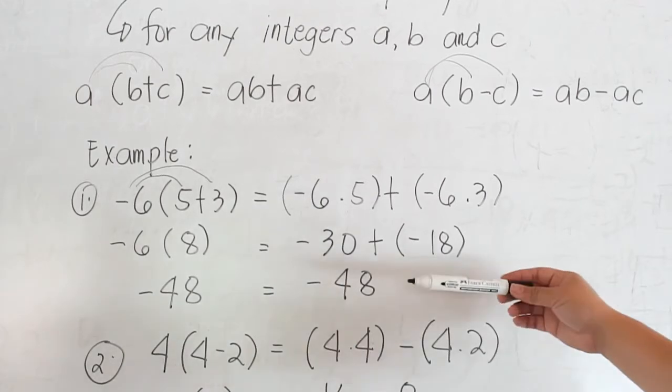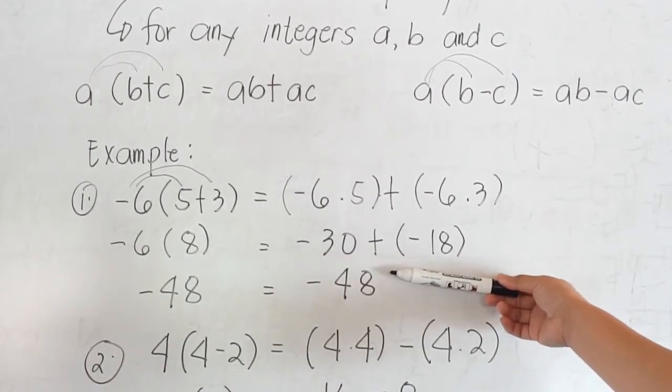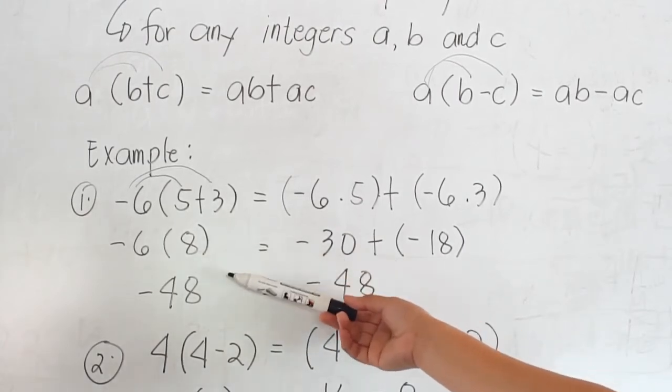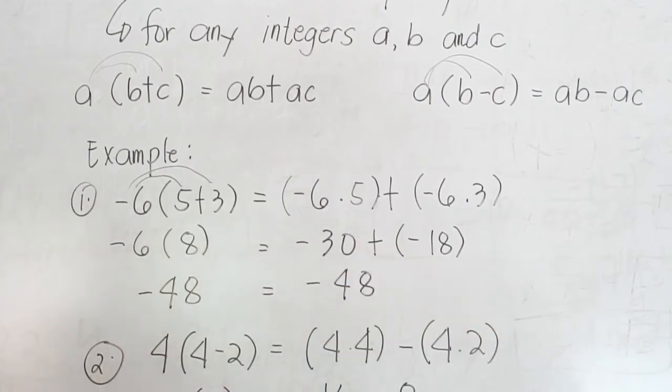Dito yung gamitin natin yung distributive property, but to check your answer, you will also need to use this way to solve the problem. So negative 6 times 8, negative 48. So that means your answer is correct.